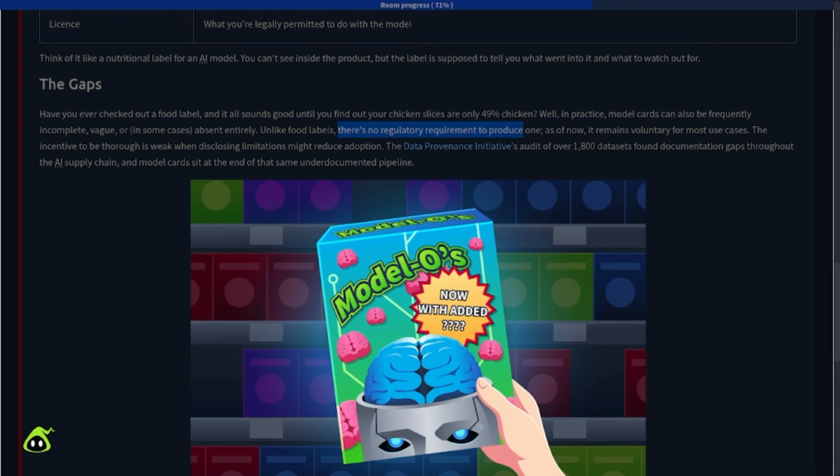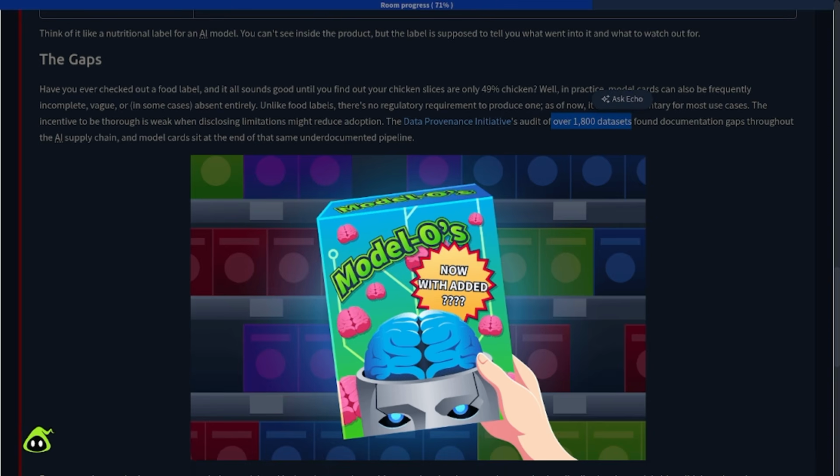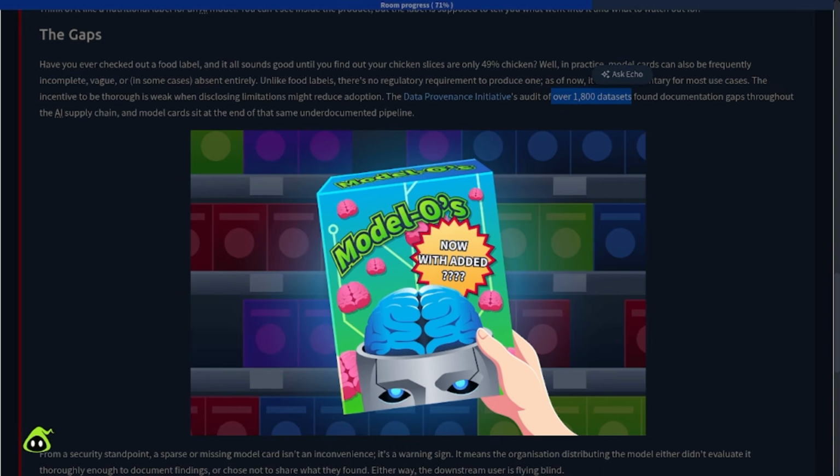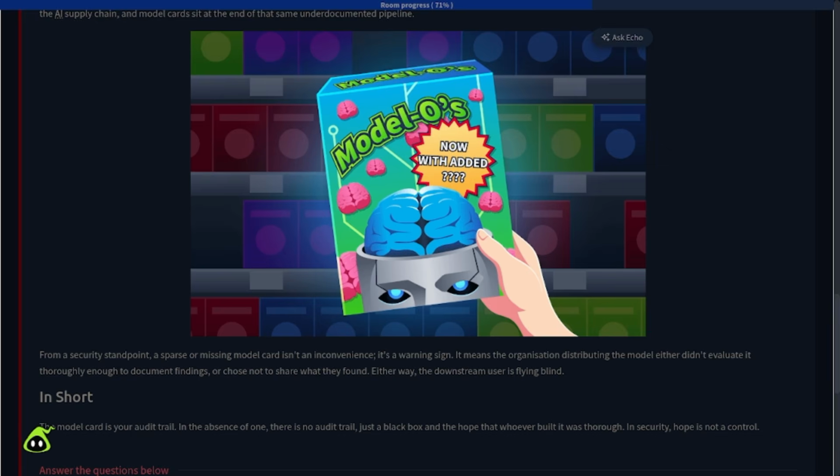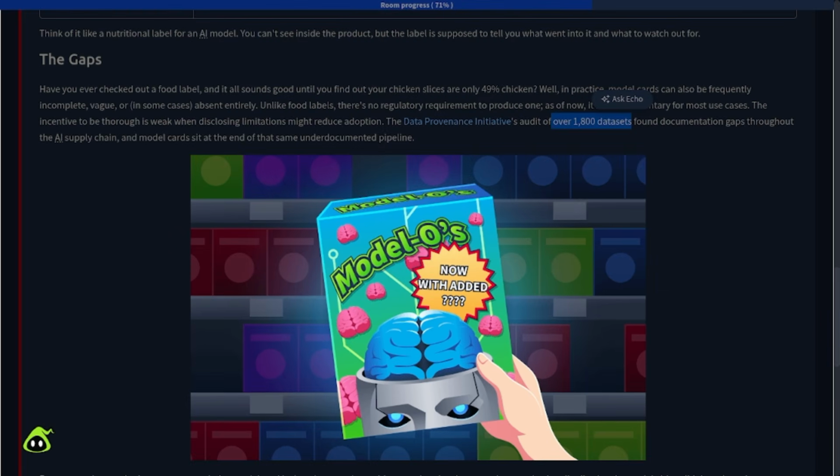Unlike food labels, there's no regulatory requirement to produce one. As of now, it remains voluntary for most use cases. The incentive to be thorough is weak when disclosing limitations might reduce adoption. The Data Provenance Initiative's audit of over 1,800 datasets found documented gaps throughout the AI supply chain, and model cards sit at the end of the same undocumented pipeline.